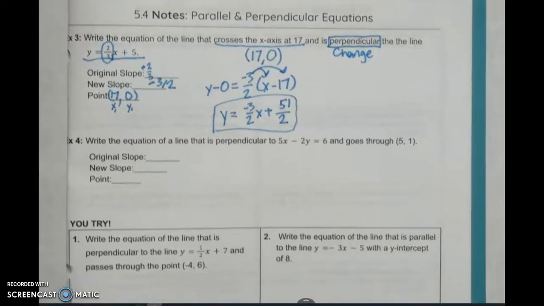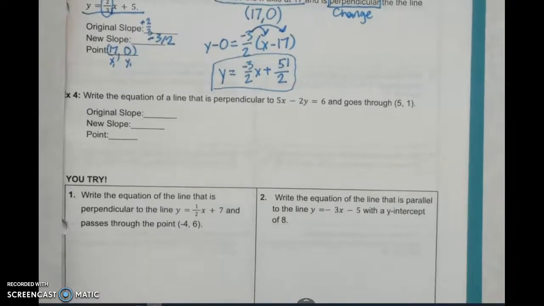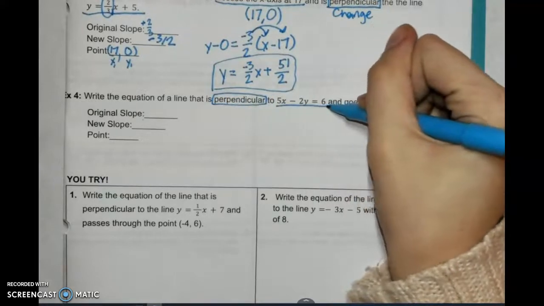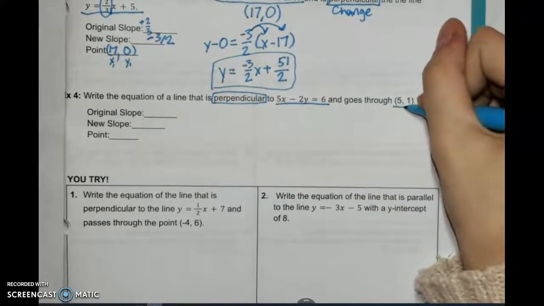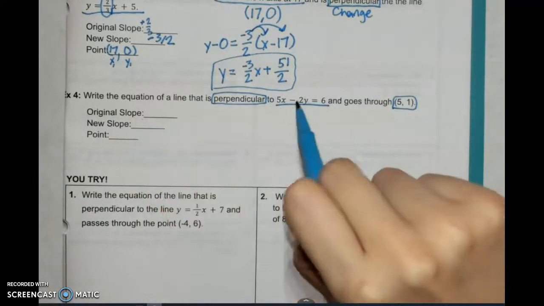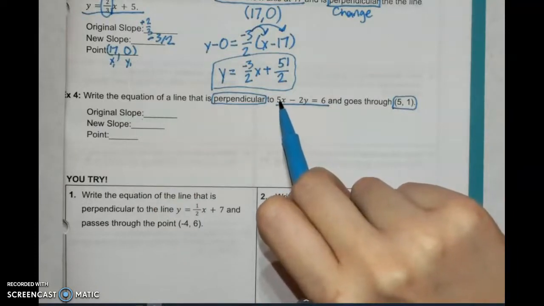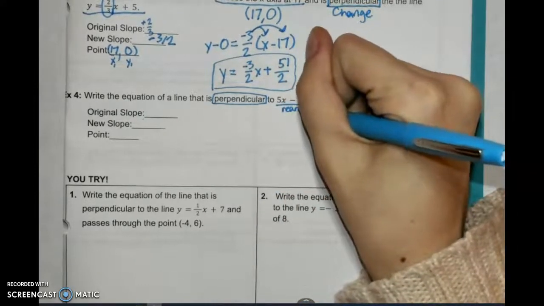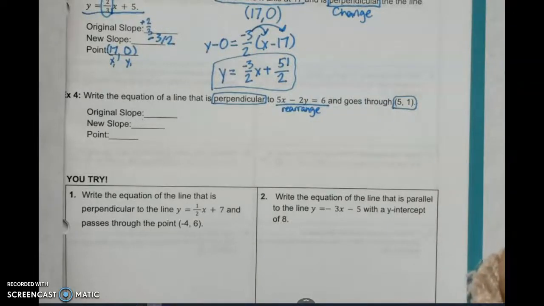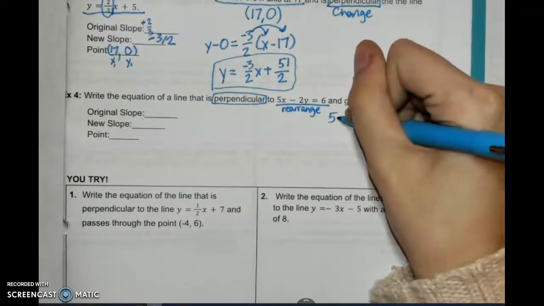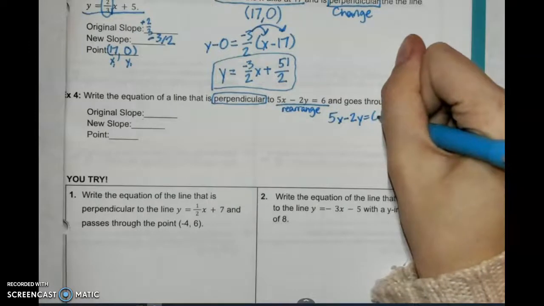One more, and then you'll have a chance to try it yourself. So write an equation of a line that is perpendicular to 5x minus 2y equals 6 and goes through 5, 1. So if we're looking for the original slope, it's not here because this is not in y equals mx plus b. We've got to rearrange. So to rearrange, we've got to move 5. Let's write it again. 5x minus 2y equals 6.